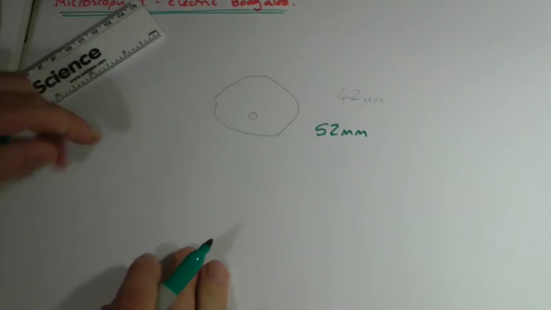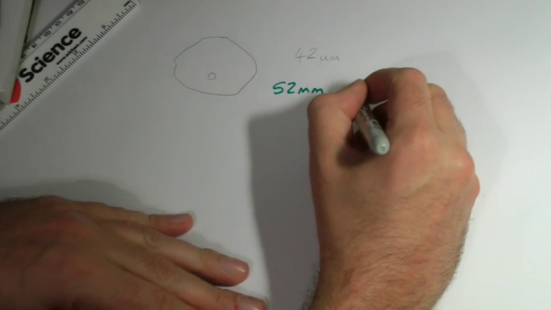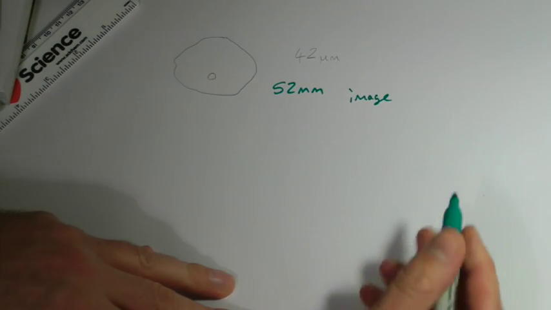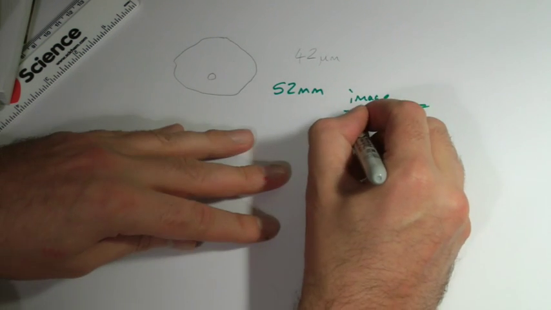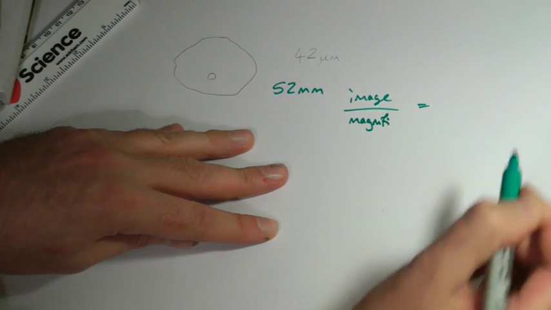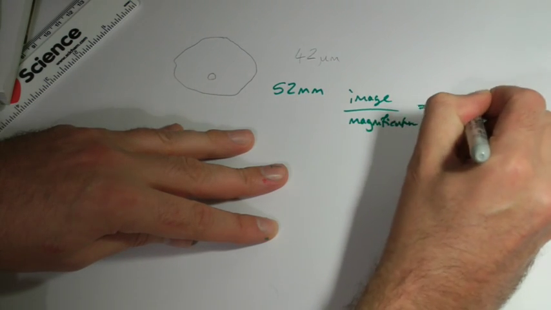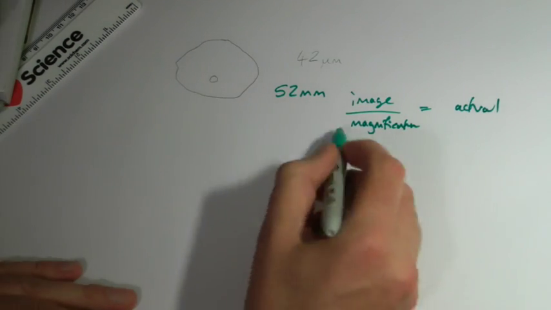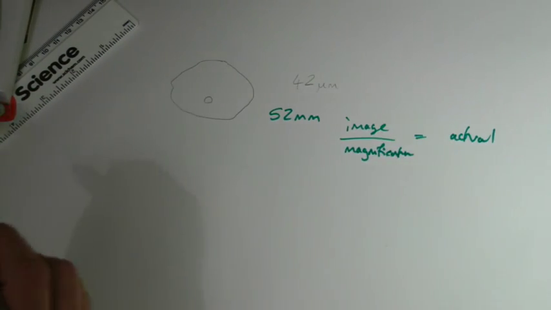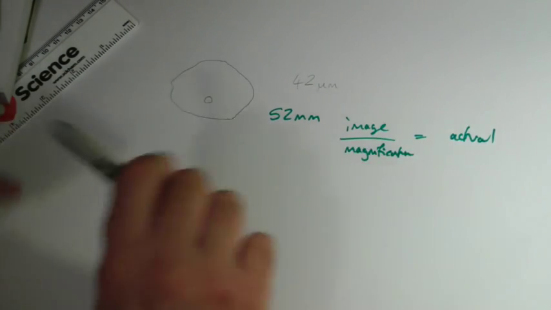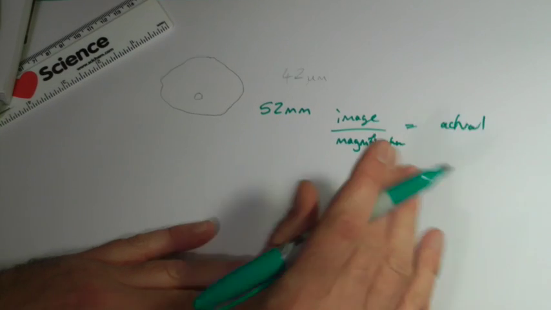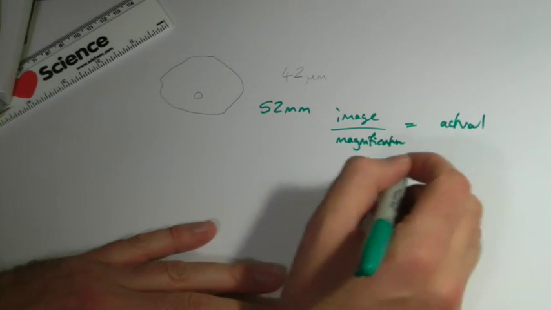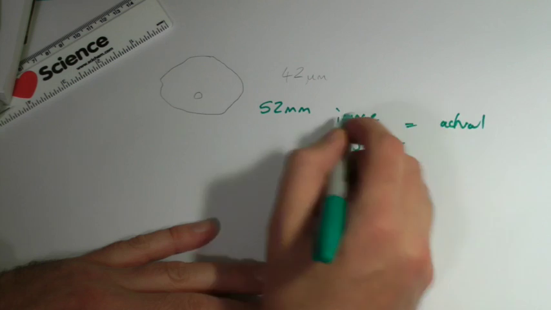So what I need to think of is, what was my formula? Well, my formula is: whatever I can see, the size of my image, divided by the magnification, would give me the actual size. Now, the problem is, I don't know the magnification. I know the image size, and I know the actual size. If you like using the little triangles to work things out, fine. Certainly not stopping you. It's not necessarily the best way to do it. I'm going to do a little bit of algebra here, but hopefully you'll see what's happening.